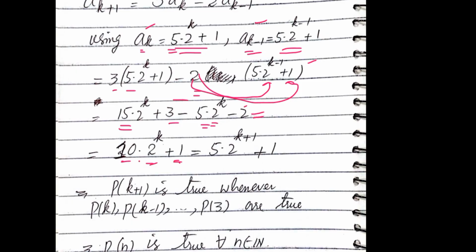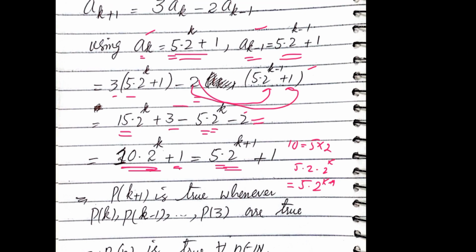This number can be written as 5 times 2 raised to the power k plus 1, because you can write 10 as 5 times 2. So this becomes 5 times 2 times 2 raised to the power k. This gives us 5 times 2 raised to the power k plus 1, which is required to show.